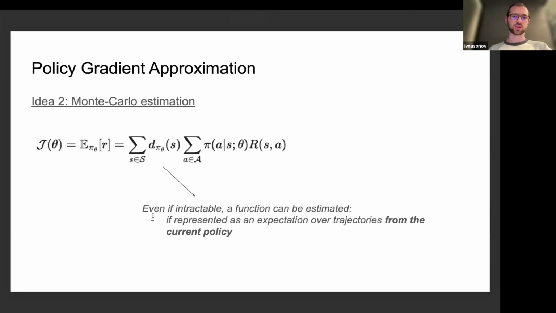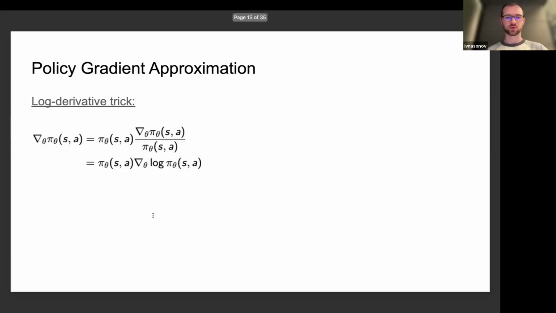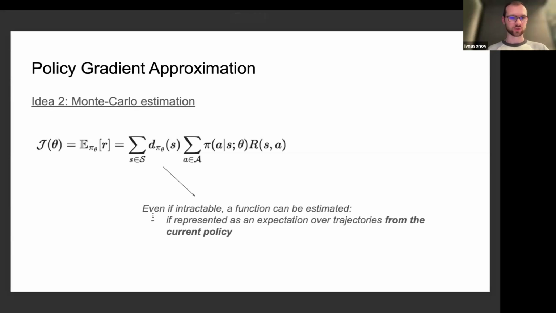The second idea is Monte Carlo estimation. Sometimes it's intractable, but we can estimate the function, which represents an expectation over trajectories from the current policy. And we have to know this distribution. But of course, Monte Carlo estimation is quite better.